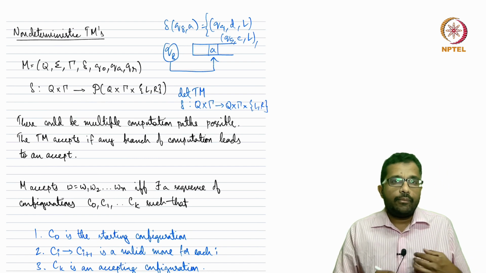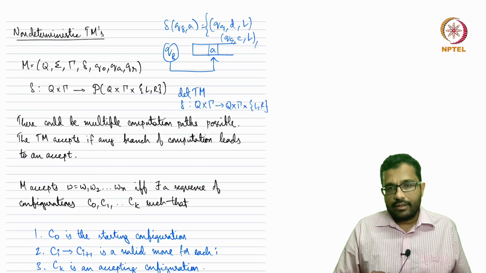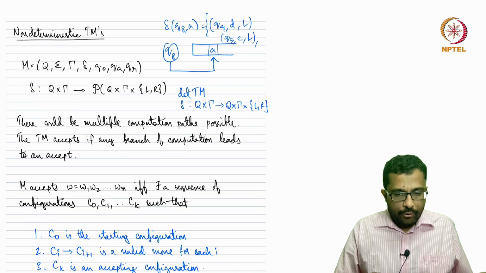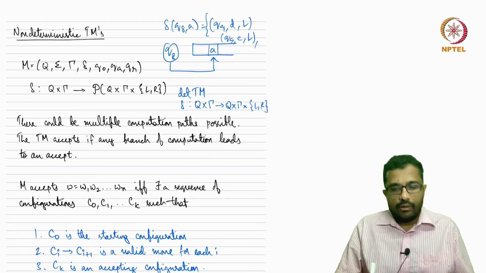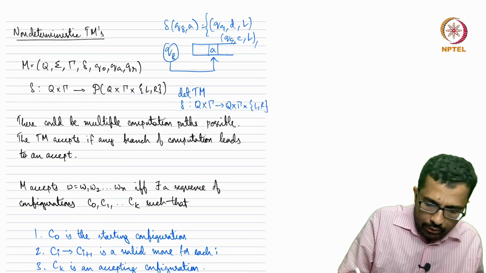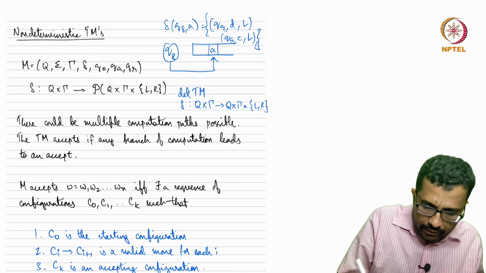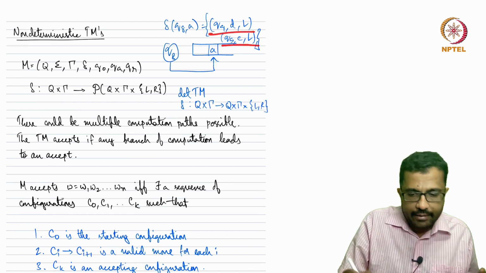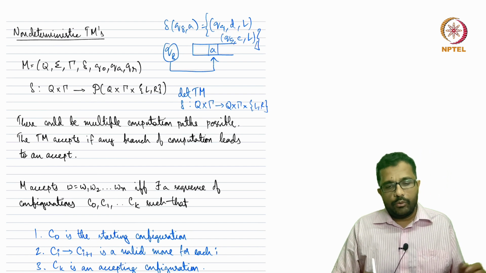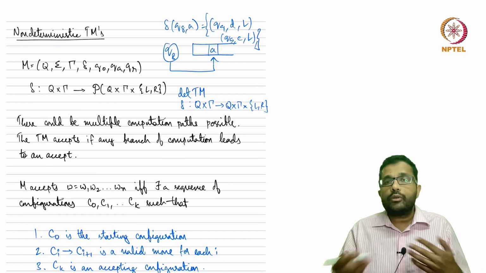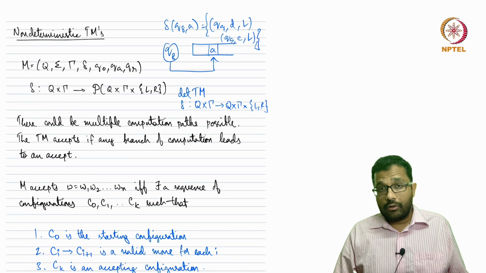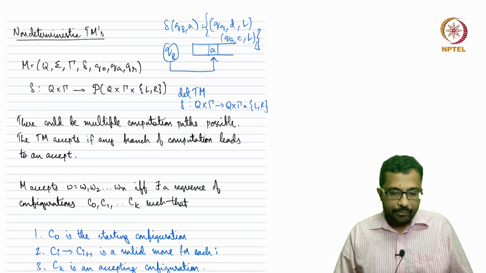This is because there could be multiple options. Either you could go to Q9, write D, then move left, or you could do Q5, C, left. If you just consider these as the two choices, you could do this or that. There are two options listed here, but there could be more than 2. There could be 0 also, there could be 1 also.